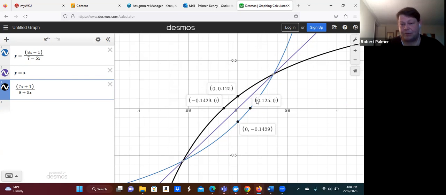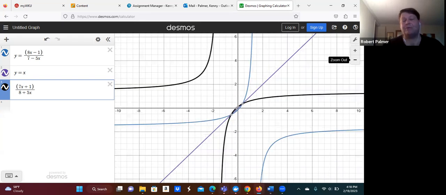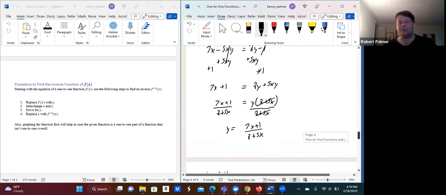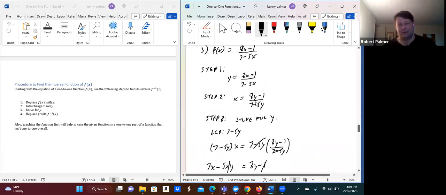So here, the coordinates are reversed. The y-intercept of this graph is the x-intercept of that graph with the coordinates reversed. As we can see, it's pretty clear that over the purple line, which is y equals x, that's that graph flipped. So that is the inverse function. And also, once again, if you started with this and did the same 4 steps we've done, you would get this for your inverse.